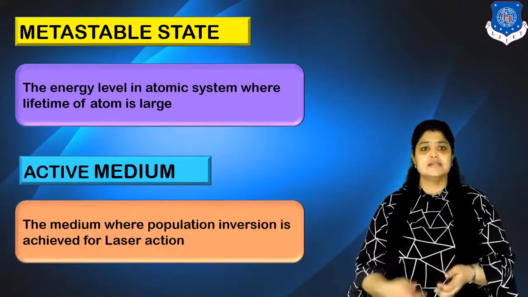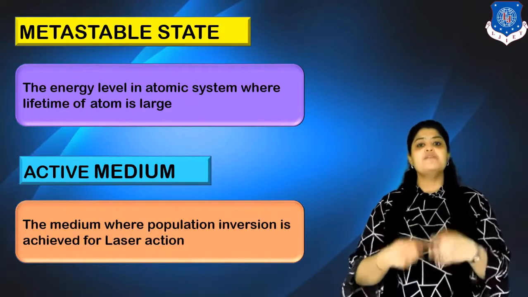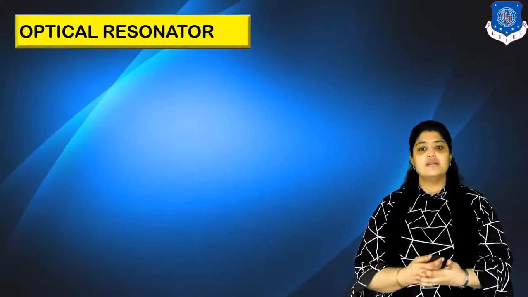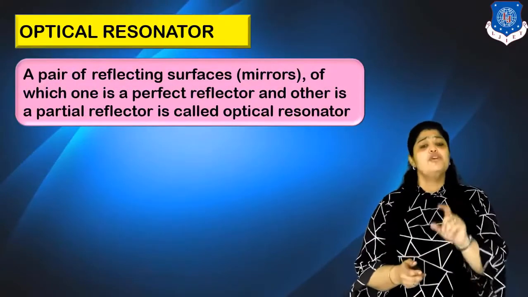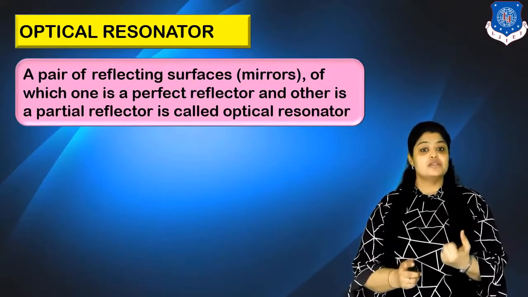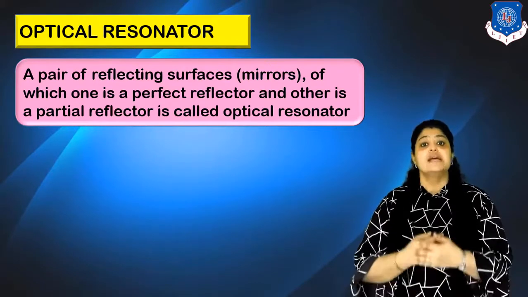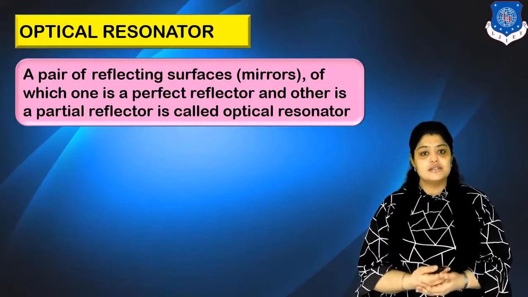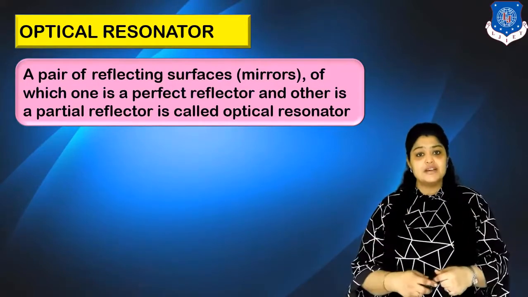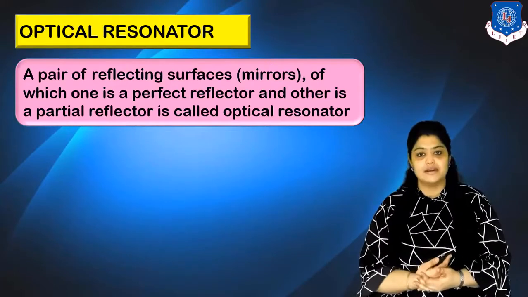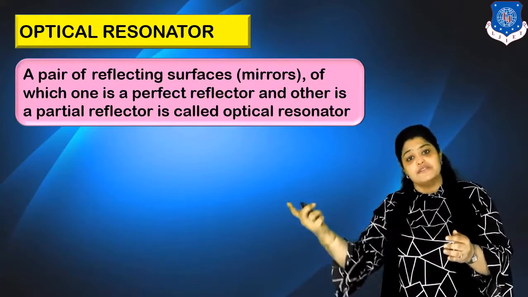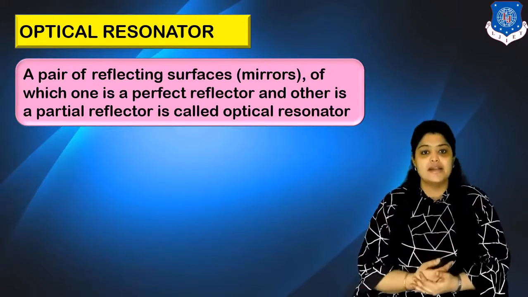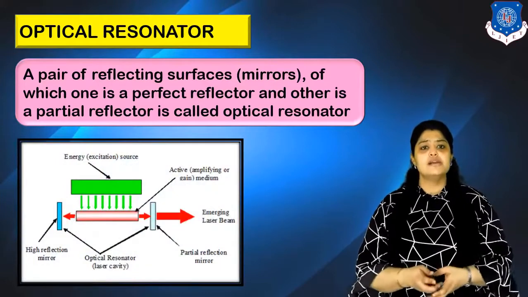Let us discuss the next term, that is active medium. It is the medium where population inversion is achieved for laser action. Moving on to the next one, we have optical resonator. The full form of laser has a term called amplification. So how is that laser beam amplified? It is amplified with the help of an optical resonator, which is a pair of reflecting surfaces, of which one is a perfect reflector and the other is a partial reflector. Perfect reflector means it will reflect 100% light, and partial reflector means some of the light will be transmitted as well.